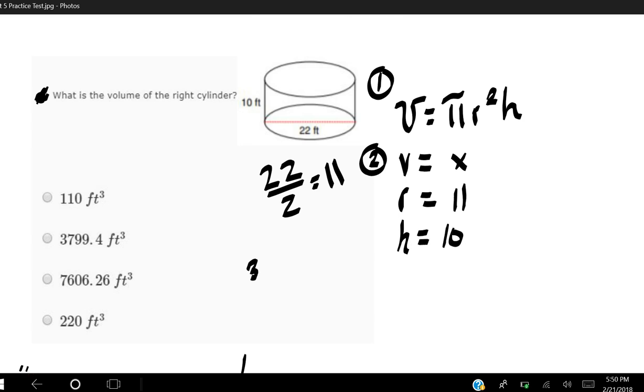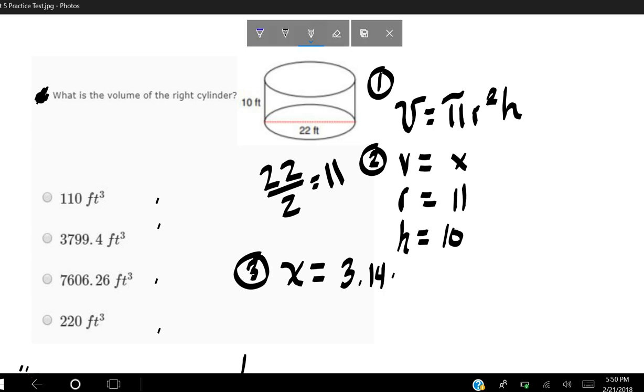Our third step is to plug it in the equation. So we've got x for our volume equals pi. Well, all of these answer choices don't have any pi's in it, so we'll just use 3.14. Times the radius squared, and we just pretty much do 11 times 11 because that's what's being typed in the calculator, times the height, which is 10. So all you got to do is do that math on the calculator and you'll get the correct answer.